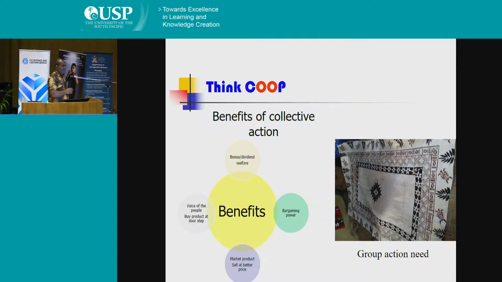Why? Because they are also a business entity, registered, lawfully allowed to operate in Fiji.